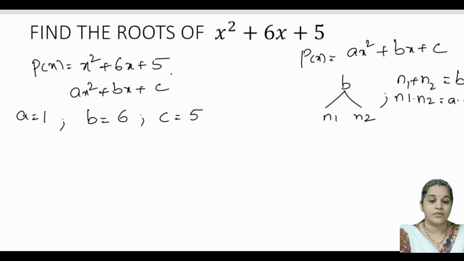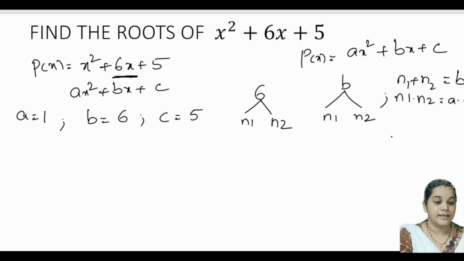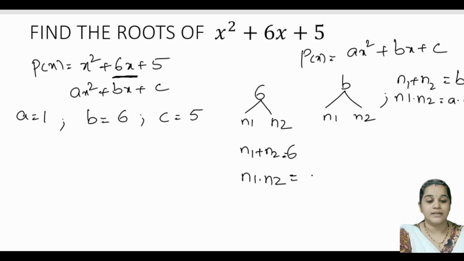Now we need to factorize this quadratic polynomial x square plus 6x plus 5. So we need to split this middle term 6x. This number 6 has to be split into two numbers n1 and n2 such that if we add the two numbers n1 and n2, that must be equal to this b value 6, and if we multiply those two, then that must be equal to the product of a and c. Here a is 1 and c is 5, that is 1 into 5, that is equal to 5.